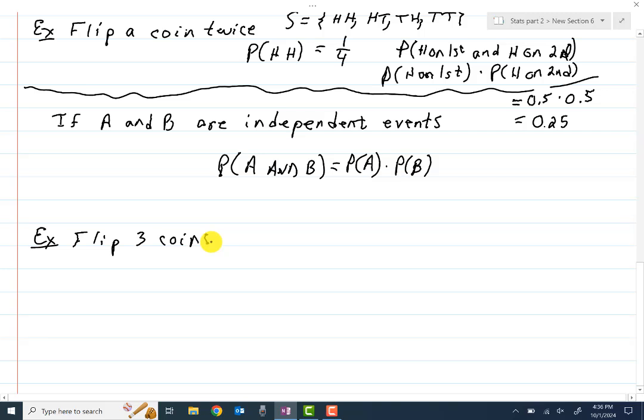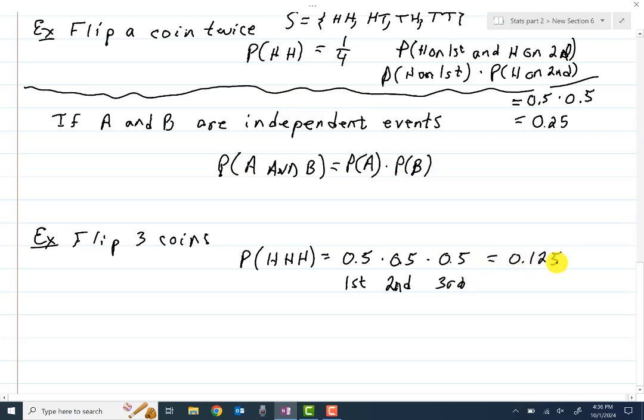I'm not going to bother with the sample space this time. For the probability of 3 heads in a row, you're going to have a 0.5 probability on the first heads times a 0.5, which is the probability on the second heads. Finally, 0.5 for the third heads. And that equals 0.125. Or if you're doing it with fractions, that equals 1 over 8.